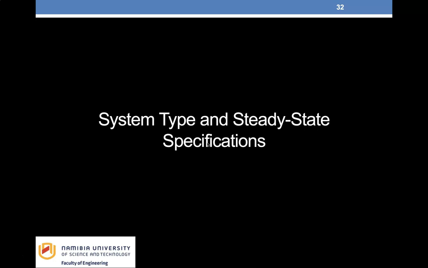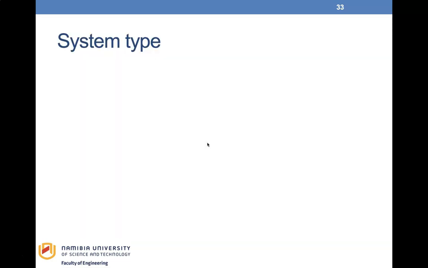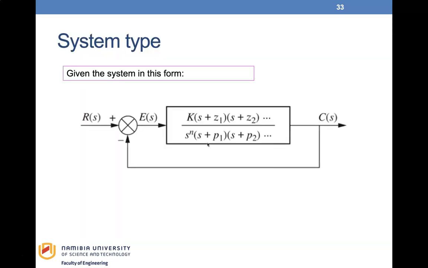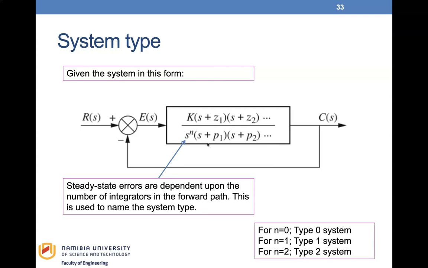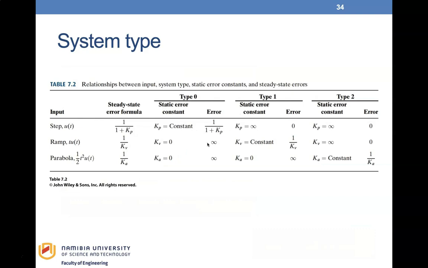Since the steady state error depends on the number of integrators in the forward path, this has been used to name the system type. If we consider the generic unity negative feedback system in this figure, we define system type to be the value of n in the denominator. Therefore, if n equals 0, we will have a type 0 system. For n equals 1, we have a type 1 system. And for n equals 2, we have a type 2 system.